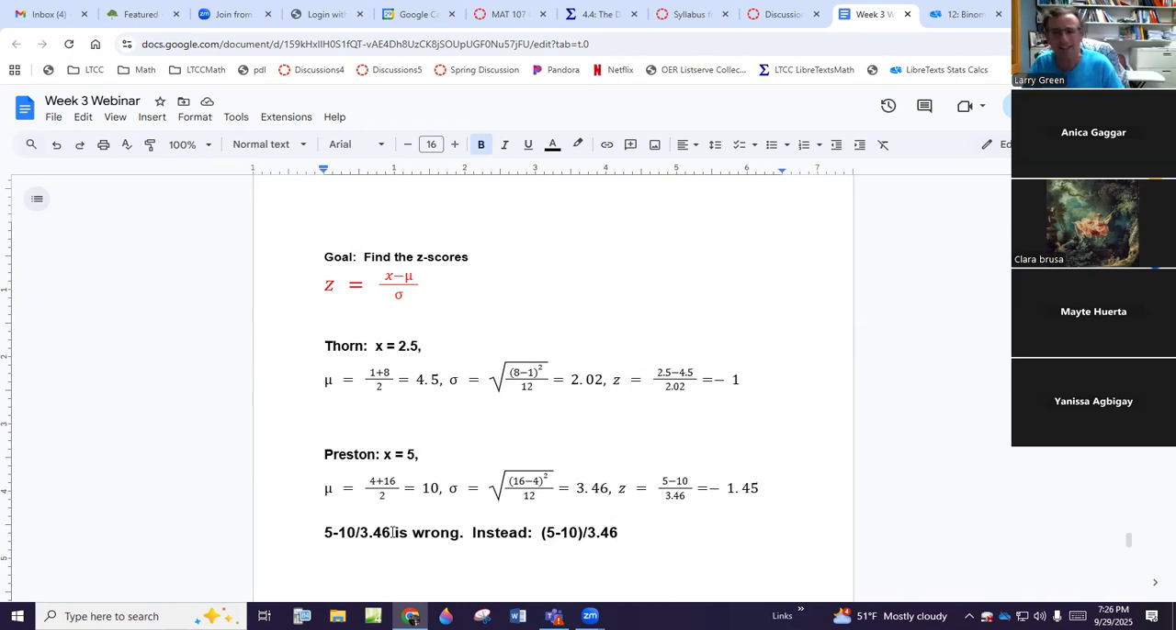So again, I always like to stop the mistakes before they happen. So hopefully you don't make that mistake now that you've been reminded. Okay, so we get negative 1.45. Okay?